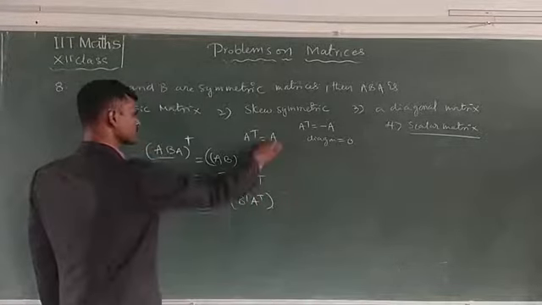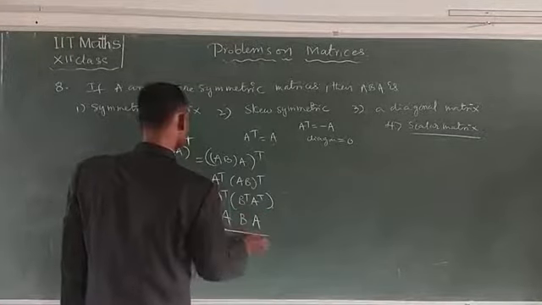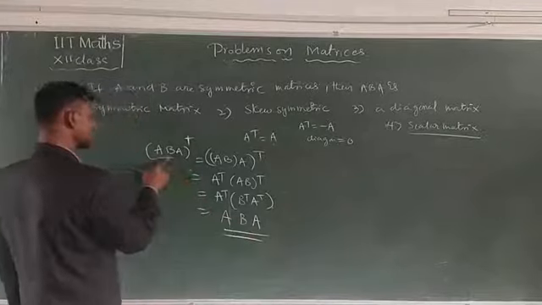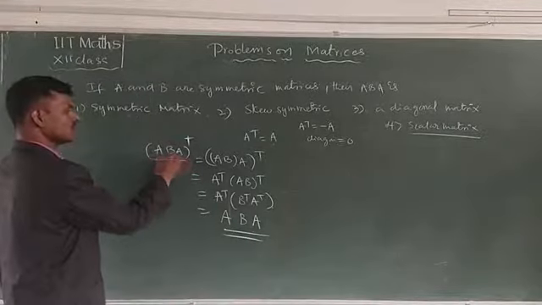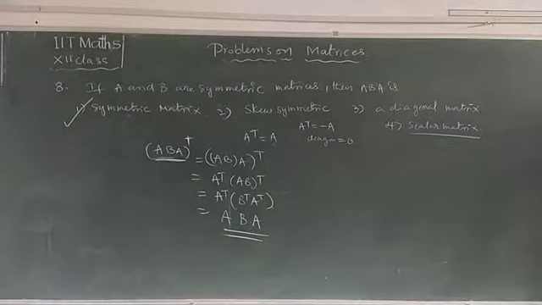Then A transpose into AB whole transpose. Again, A transpose into this is written as B transpose into A transpose. Now A transpose means, symmetric, means A. B transpose is B, here A. See here, AB whole transpose is equal to ABA. That means this is A. You can assume A transpose is equal to A, then this is a symmetric matrix. Note down.